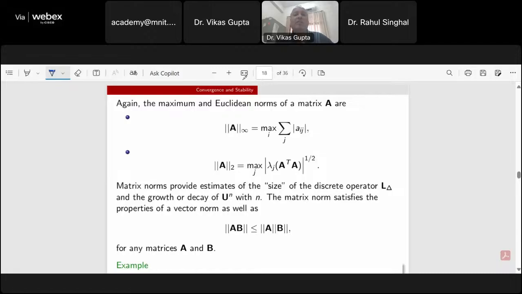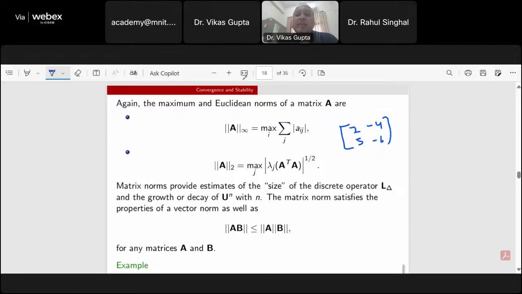So maximum norm over the matrix is defined by this: sum over j of mod a i j, and then take the maximum over each row. So this norm A infinity is defined as a row sum norm. So basically, if you are having, for example, this 2 by 2 matrix, 2, minus 4, 5, minus 6. Am I right? Okay.